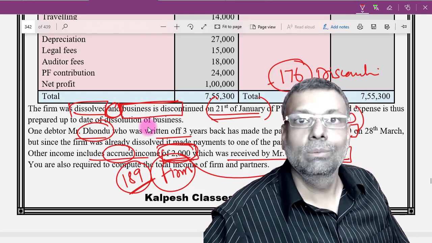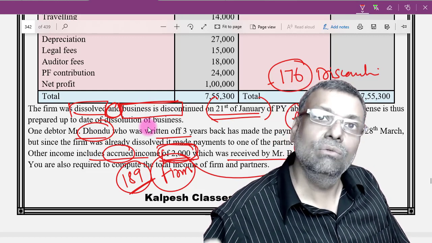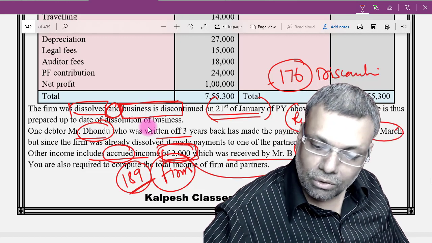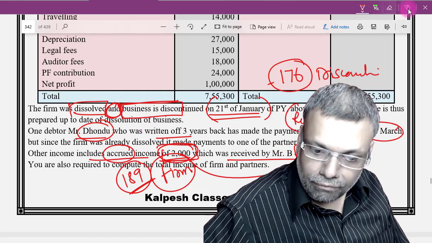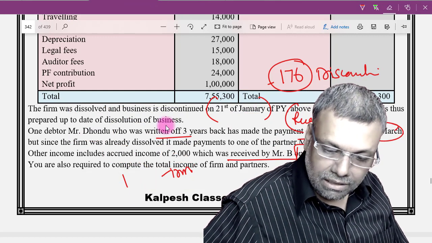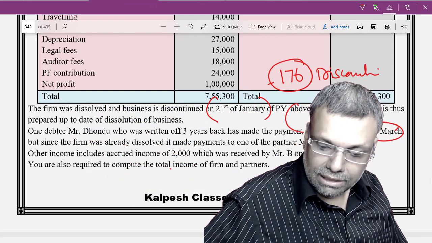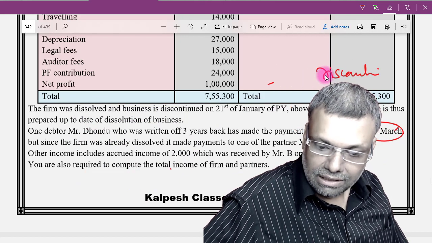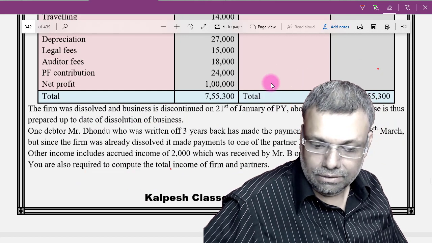The recovery of bad debts will be taxable in the year in which and at the point at which there is a recovery, which is actually on 28th of March. And therefore, this money of recovery of the bad debts is not taxable. I repeat, this money 12,600 is not taxable in the hands of the firm.